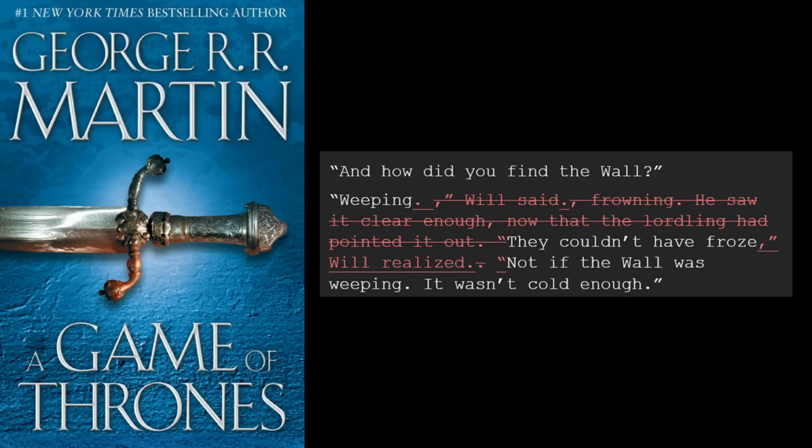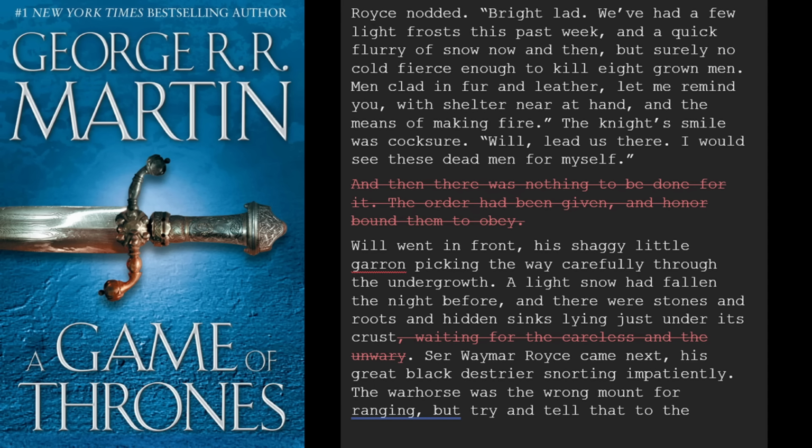So, yeah. And then immediately after this was the first paragraph that I was able to spot that doesn't need to be in here at all. Even normal people understand that in medieval times, people give orders and you have to obey it. We get the sense that Royce is in charge and that they're reluctantly following his orders. So this entire paragraph was unnecessary.